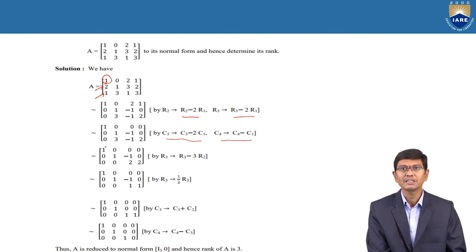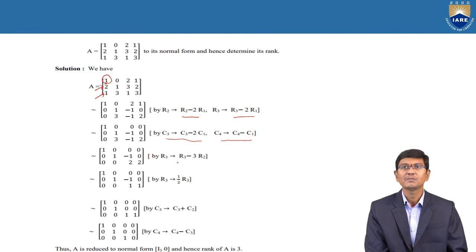therefore automatically the first column has no changes, 1 0 0. The second column also has no change, that is 0 1 0, and again the third column changes, that is by applying C3 minus 2C1 it is 0 minus 1 minus 1, and the fourth column is also changed to 0 0 0 2 as the value.